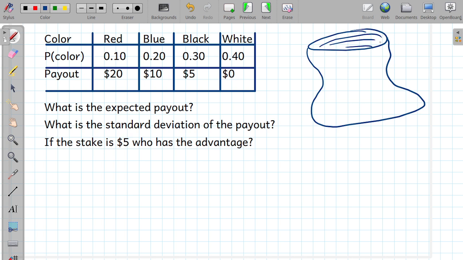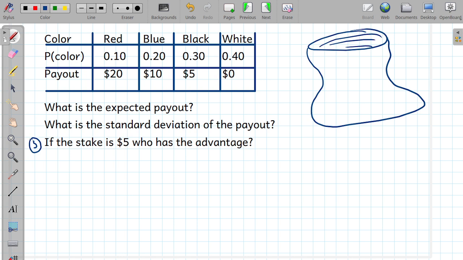So let's look at number 3 first here. That's this one here. If I say the stake to play, so that's, you've got to lay down some money to play the game. If I say the stake is $5, we want to know who has the advantage. So it's either going to be the game runner, or it'll be the sucker, the player, the patsy, the townie versus the carny.